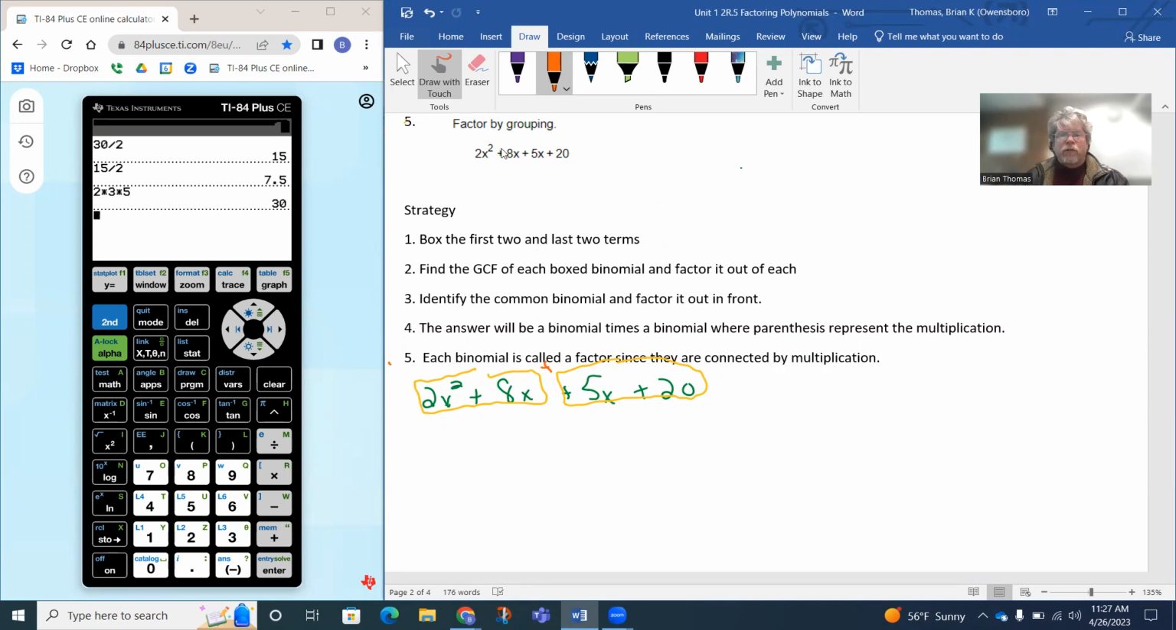As I move forward, once we box the first two and the last two terms, what I want to do is find the GCF of each boxed binomial and factor it out of each.